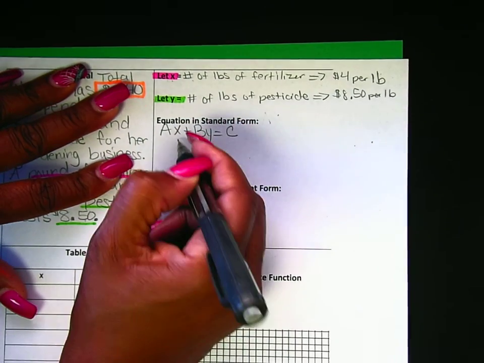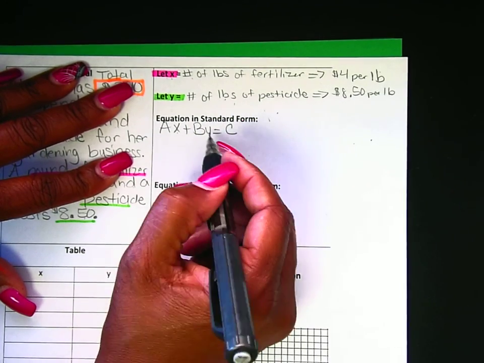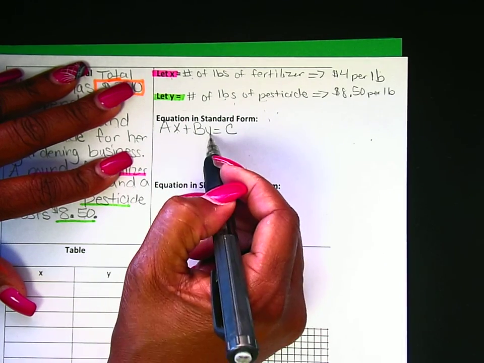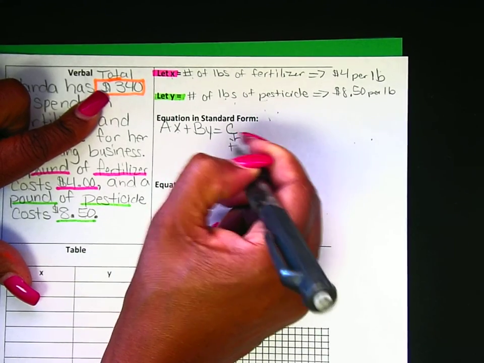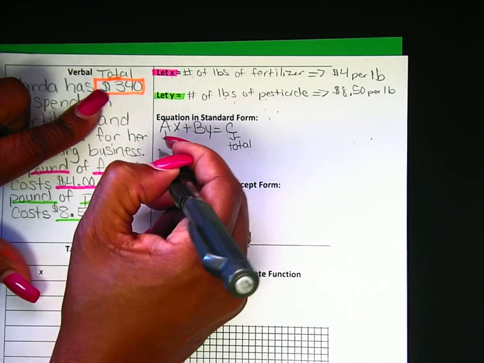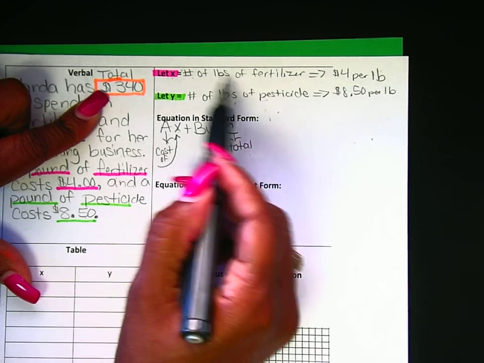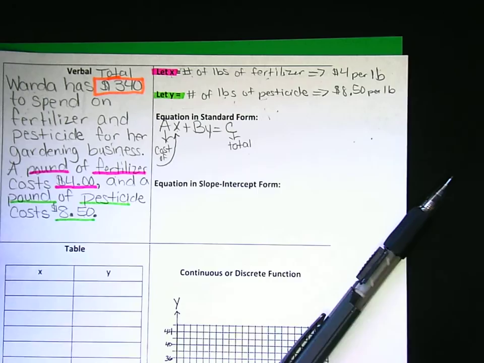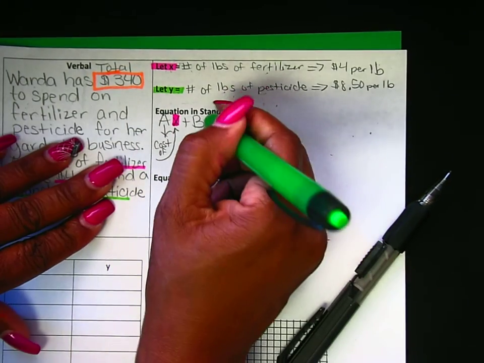Okay. Now remember that my X is the number of pounds of fertilizer. The number of pounds of pesticides is the Y. The C is your total. So I'm gonna put here "total" for C. My A, let's do A. This right here, A is the cost of my X, which is the number of pounds of fertilizer. And let me highlight this so y'all can get this. That's my X, and that's my Y.